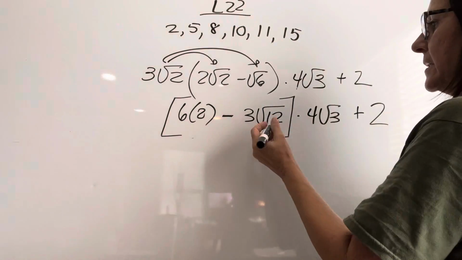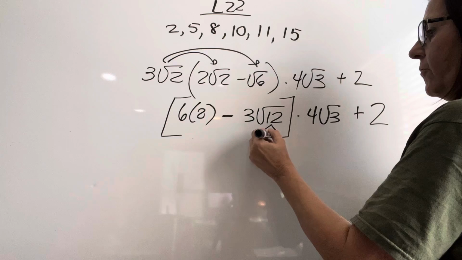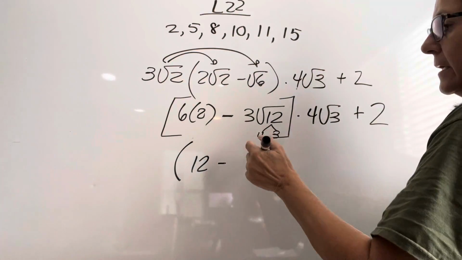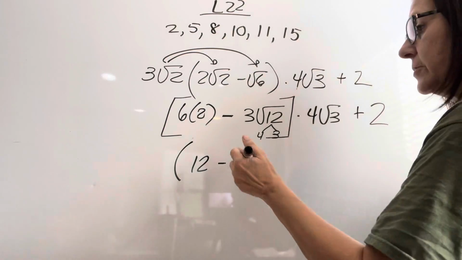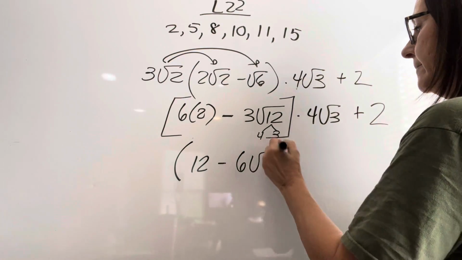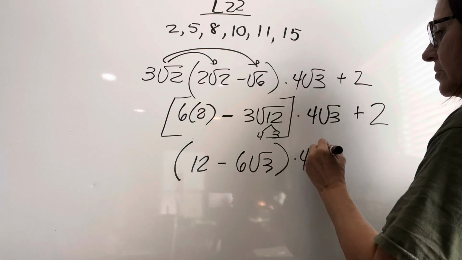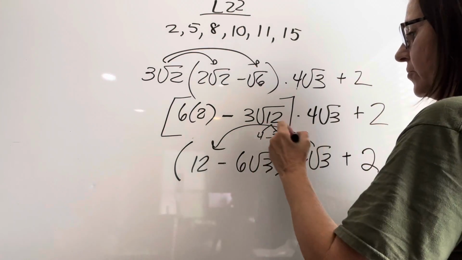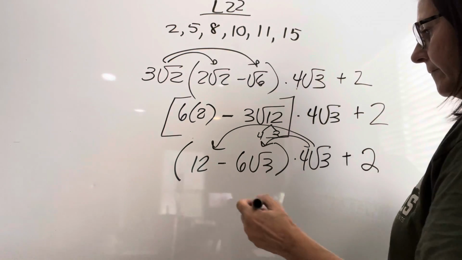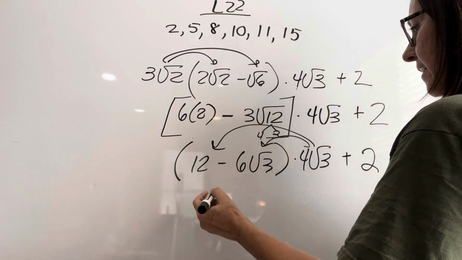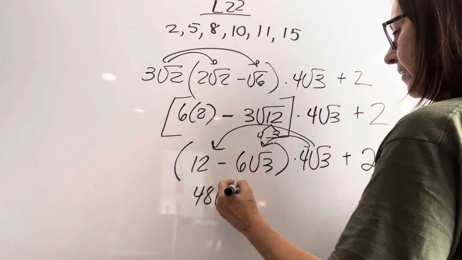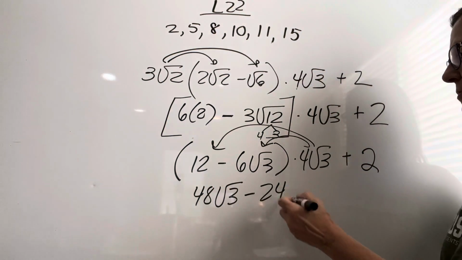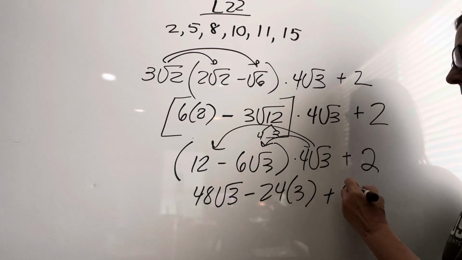All right, I'm going to simplify this. It's 4 times 3, so it's going to be 12 minus, it's going to be 3 times 2 because the square root of 4 is 2. So that's going to be 6 square root of 3 times 4 square root of 3 plus 2. All right, I'm going to distribute this 4 square root of 3. So that becomes 48 square root of 3 minus 4 times 6 is 24. And square root of 3 times square root of 3 is 3 plus 2.